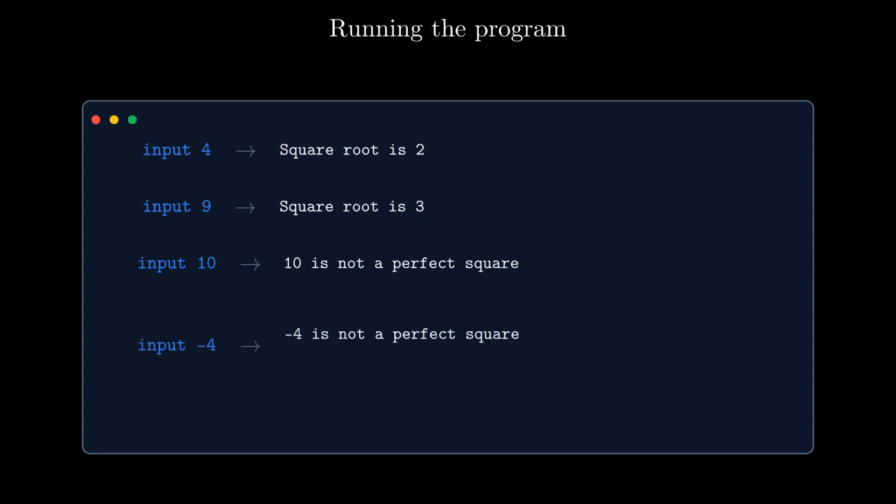Now give it negative 4. The loop never enters, so it prints negative 4 is not a perfect square. And because neg flag is true, it adds a second line. Just checking. Did you mean 4? The friendly follow-up appears only when the input was negative. For positive inputs, the flag stays false and then nothing extra prints.